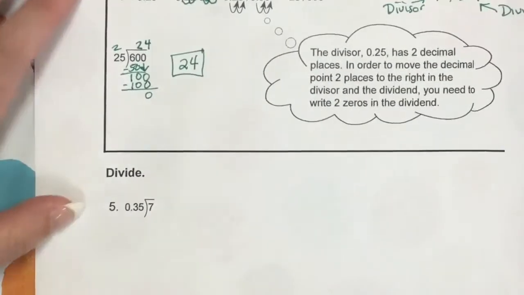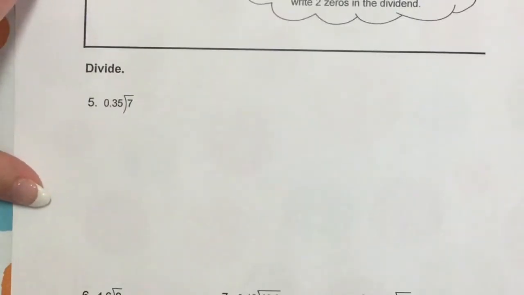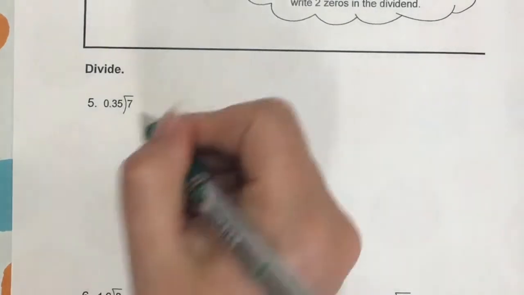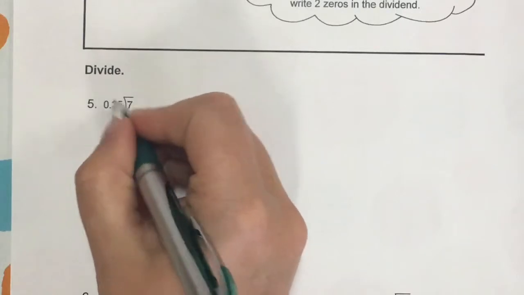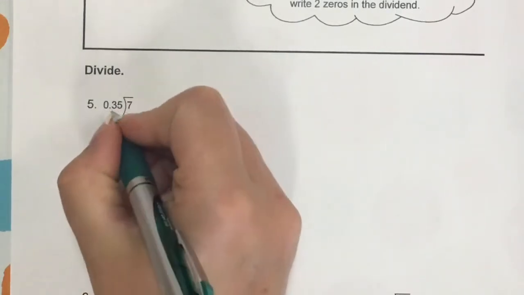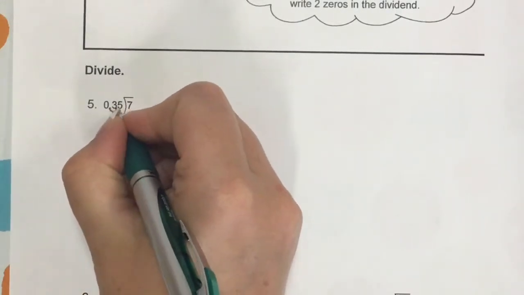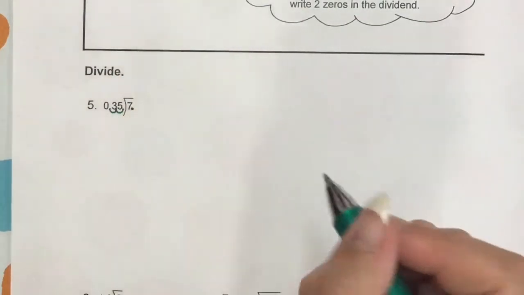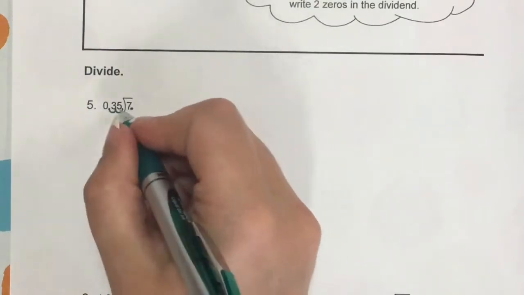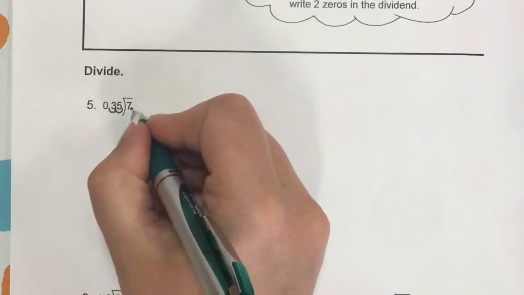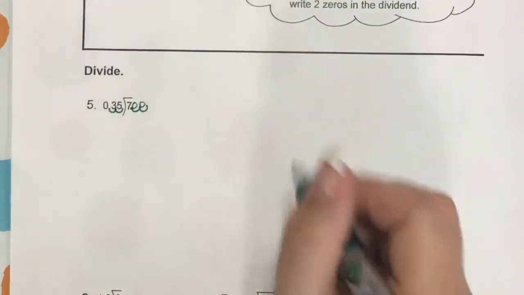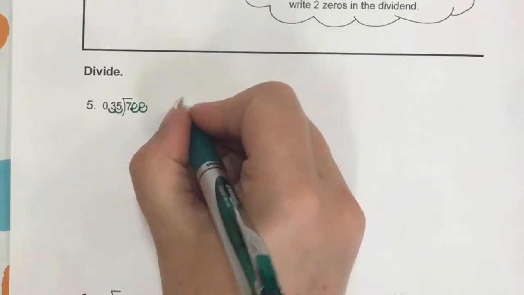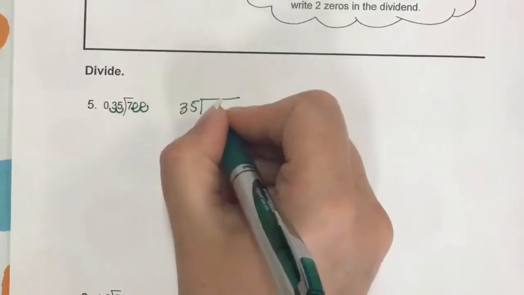Perfect. Okay, so let's go ahead and do 5 together. So we have 7 divided by 0.35. This is a decimal, and we can't divide by a decimal, so we need to change it. So we're going to move it over 2 places. And here, even though there's no decimal, the decimal is right after the 7. If we move it over 2 places in the divisor, we need to move it over 2 places in the dividend. And then we just put zeros in there. Okay? So now what we're doing is 700 divided by 35.